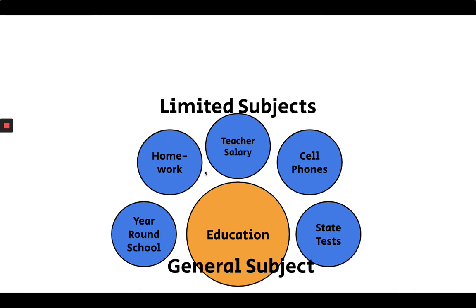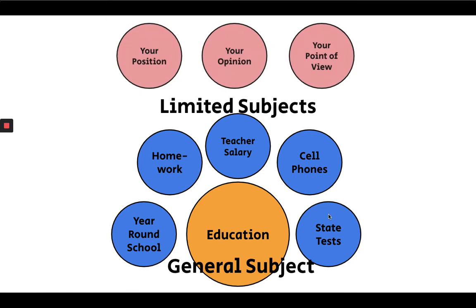So your limited subject is one of these things. And then you need to bring in your opinion, your stance, your point of view. So you can't just say, this essay is about homework. You need to have your opinion attached to it. That is how you get it to become an essay. You need to have your opinion, your point of view, your stance, your position, all those kinds of things, in your thesis statement. All those are kind of the same thing. However you want to say it, go for it.